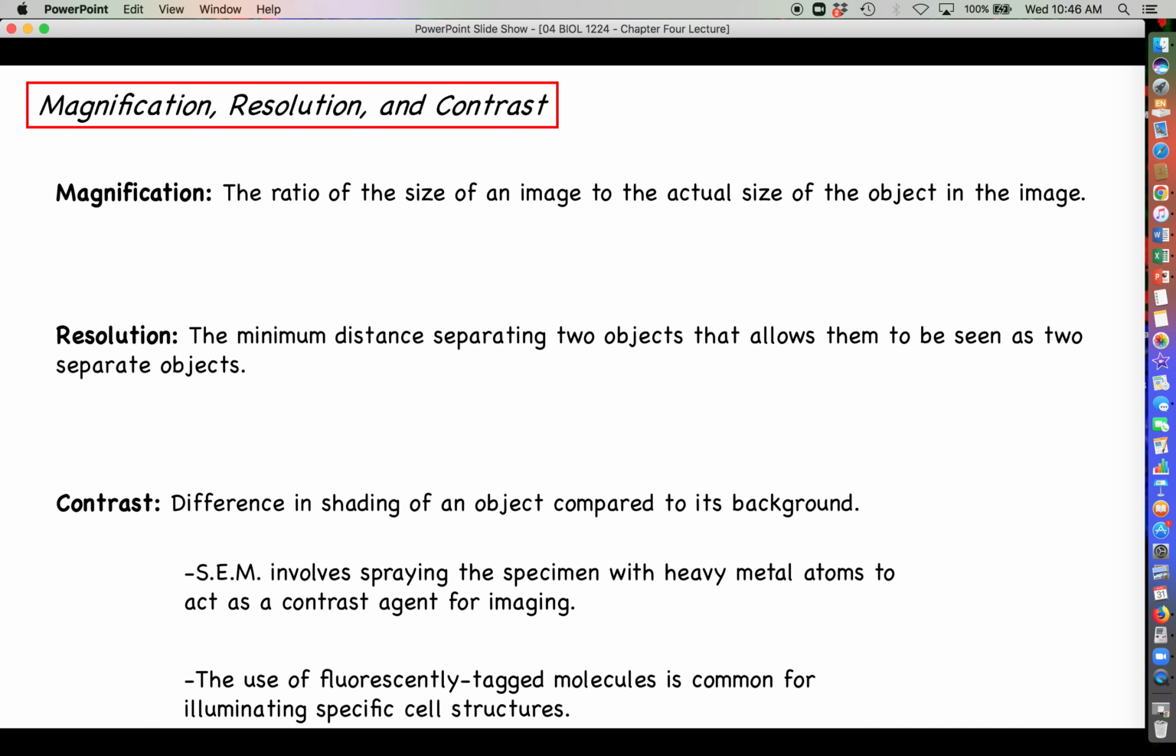to act as a contrast agent for imaging. And then another example of this, which we didn't really get a chance to talk about, is that in some types of microscopy that involve lasers, you can use fluorescently tagged molecules and label different components of the cell with these different colored molecules to distinguish them from a dark background.